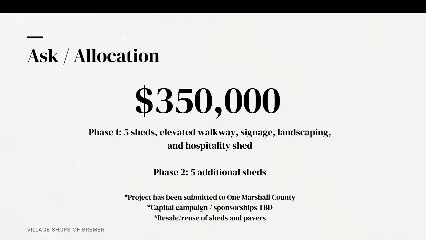So it's very exciting to see that process work. And again, it's very similar to how we would envision the RDC taking this. We're thinking that both phases are going to be roughly $350,000, again, with phase 1 being 5 sheds, that elevated walkway with those pavers, signage, landscaping, and the restroom concept, which is required by code to provide.